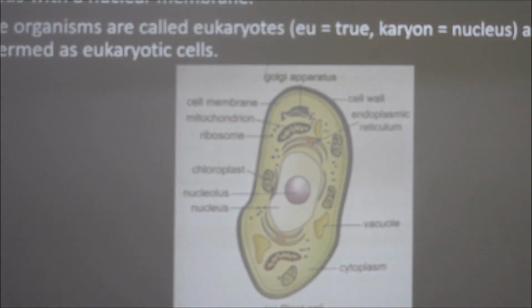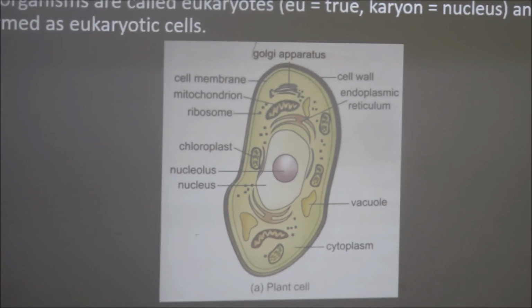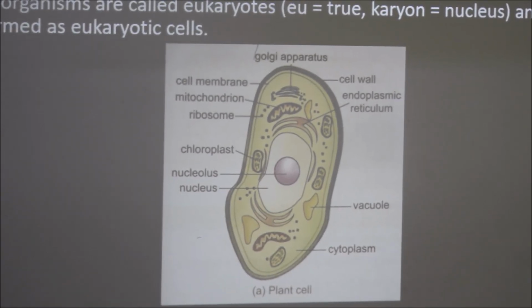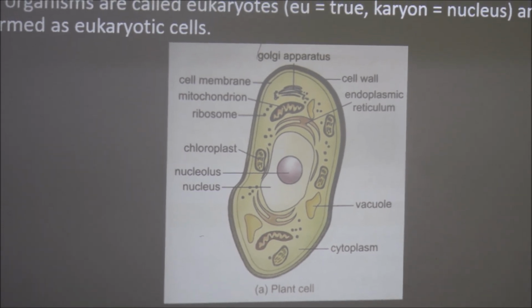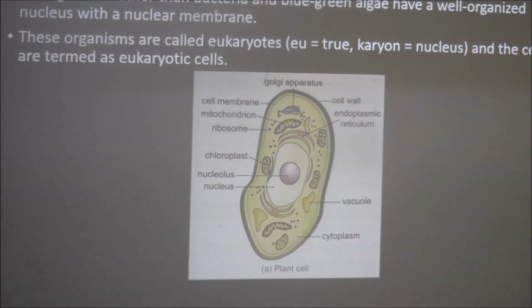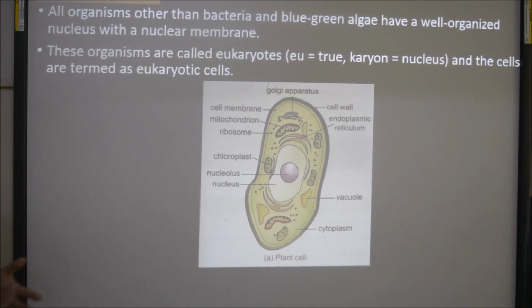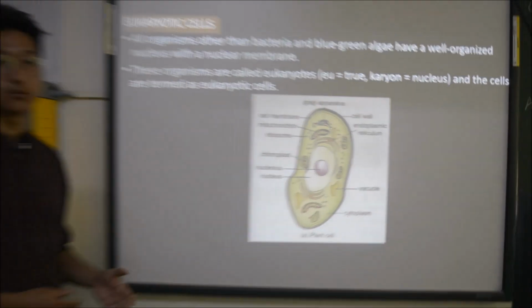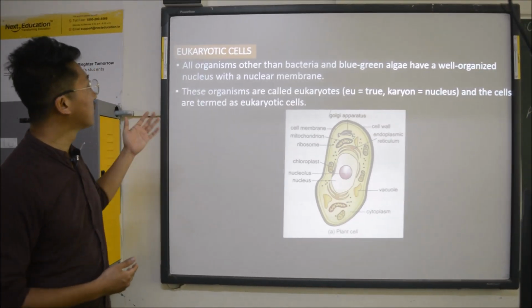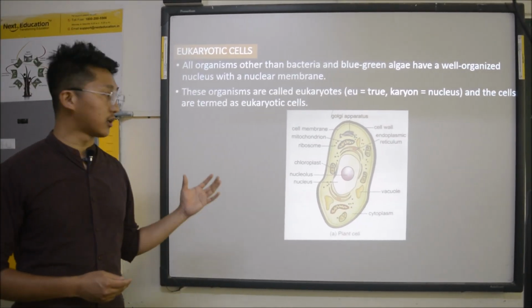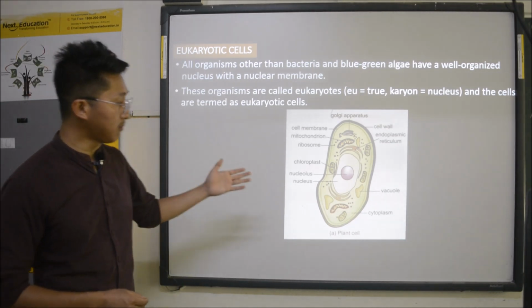These organisms are eukaryotes and the cells are termed eukaryotic cells. These cells are present in the higher animals or multicellular organisms, and other single-celled organisms are also eukaryotic cells. They are more advanced types of cells, so they have a nuclear membrane.